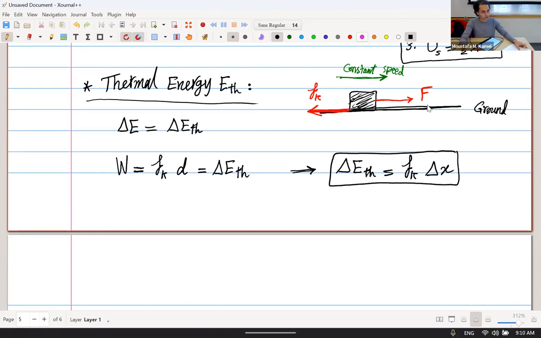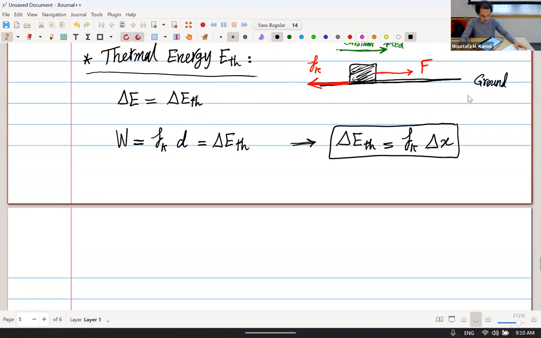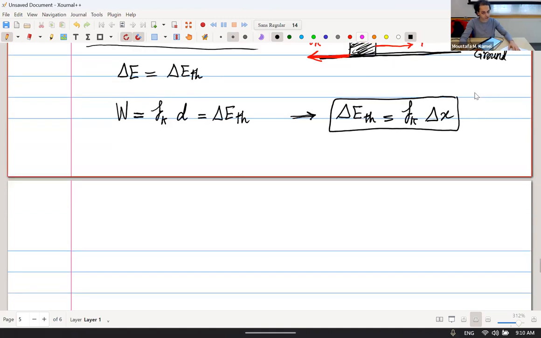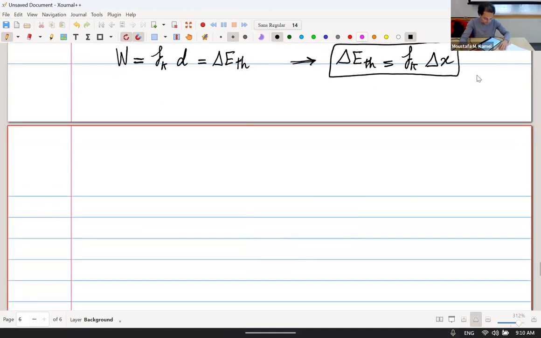Those are all forms of energy that we're going to deal with in this class. And now we're going to put them together and discuss the conservation of energy.